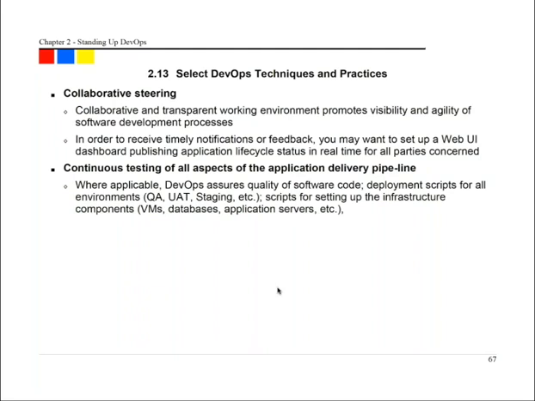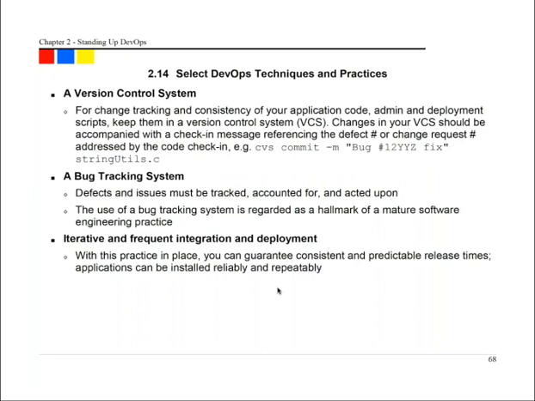Their role changes somewhat, though, because we want to take as much of that dull regression test stuff as we can and automate it. But we do not remove people from the process. In almost all organizations, we do not remove people from the process because people do something that software can't. Okay, so continuous testing of all aspects of the delivery pipeline is a key practice.